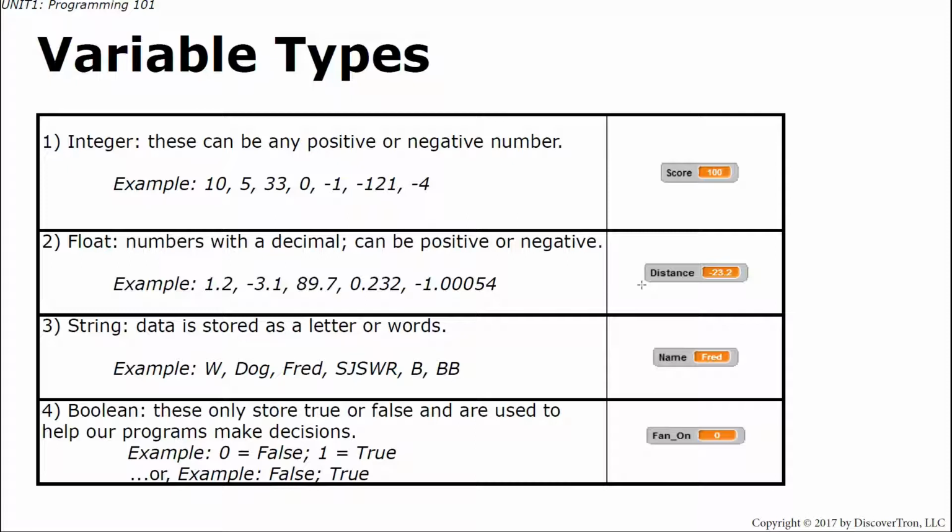So it's going to give you a lot of flexibility when you start learning how to program. And again, here in the right hand column, I have another variable called distance, and I have information in there that's negative 23.2. Just to give you an example.